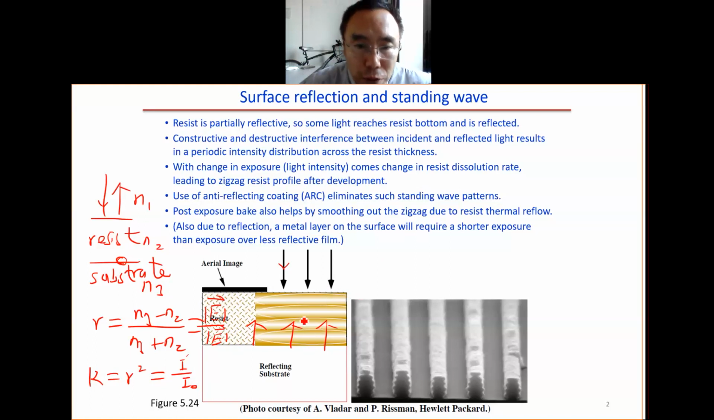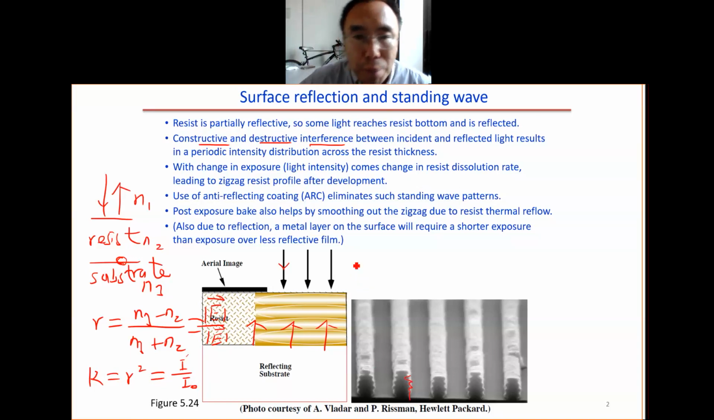Now we have the reflected light and the incident light, so they will interfere constructively and destructively. When they interfere constructively you get the maximum, otherwise you get the minimum. Because the exposure has different light intensity depending on whether it is constructive or destructive interference, after development the resist becomes a zigzag profile, something like this.